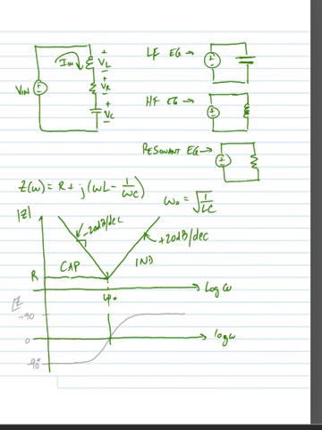Now if we look at our phase response of Z, we know that the circuit looks capacitive at low frequencies, so it would have a minus 90 degree phase shift. In other words, the current would lead the voltage. At resonance, the phase shift would be 0 degrees, and as the frequency increased beyond resonance, it would approach 90 degrees. In other words, the voltage is leading the current.